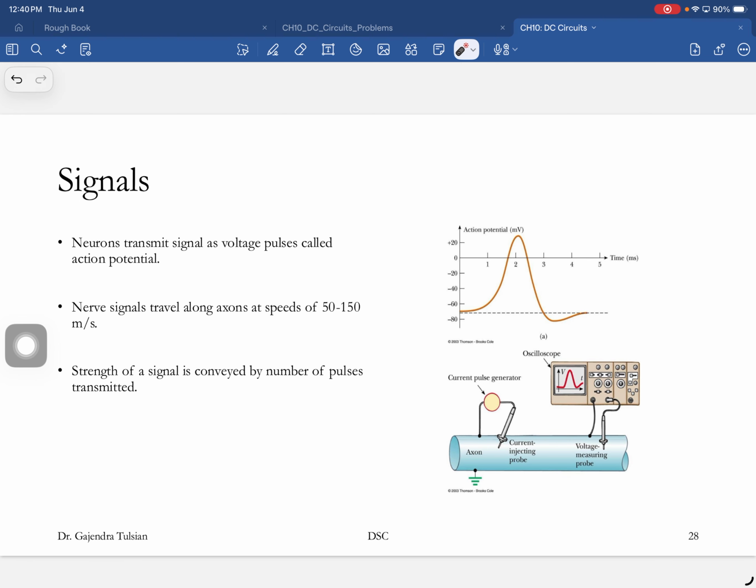So nerve impulses travel along the axon at about 100 meters per second. Strength of signal is conveyed by the number of pulses transmitted.